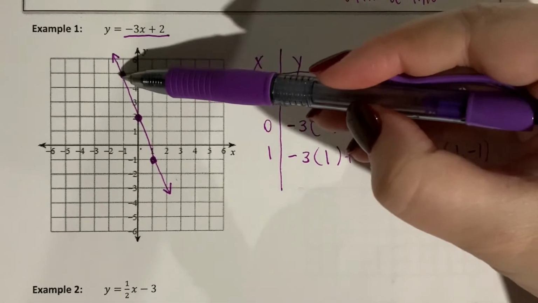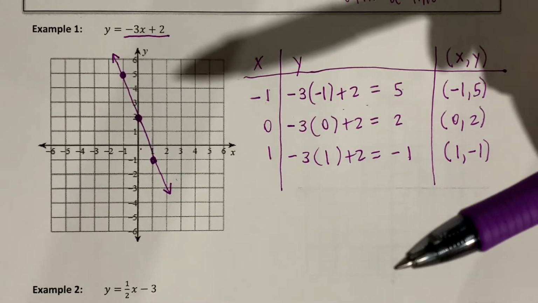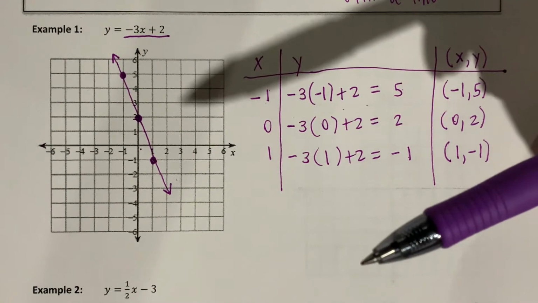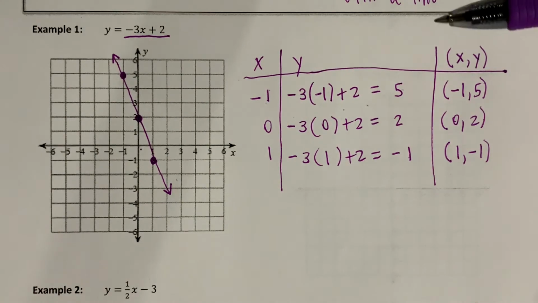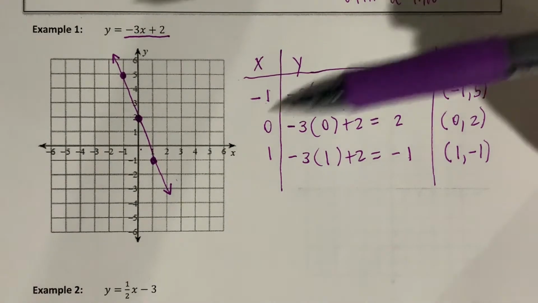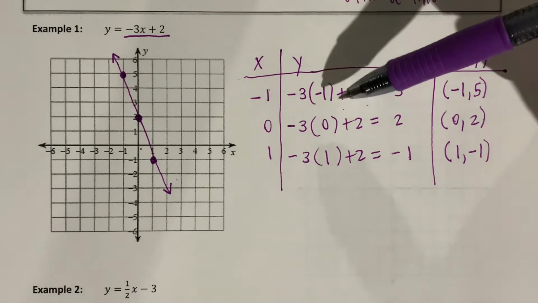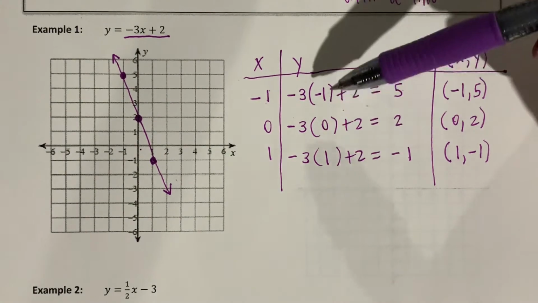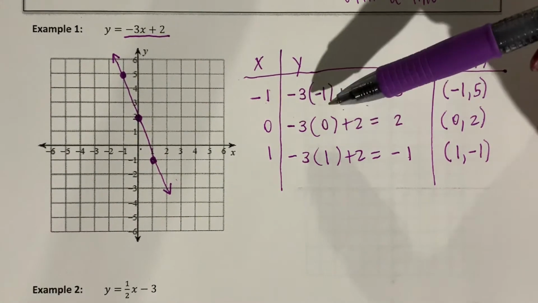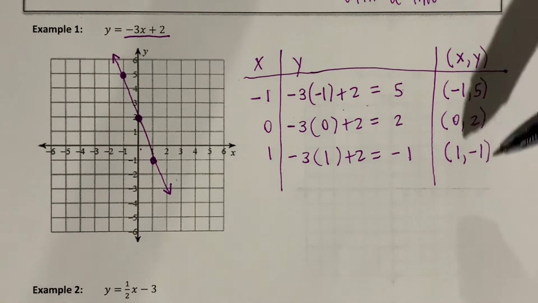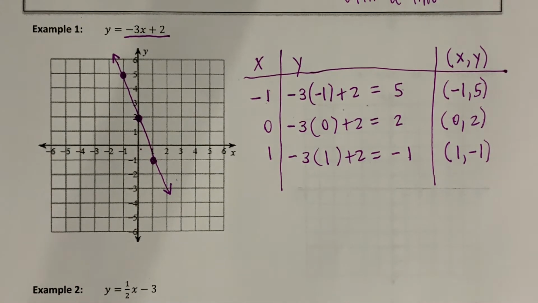If for some reason you plotted your 3 points and they did not form a perfectly straight line, then that means you made a mistake with one of your points. One of your points could be slightly off. So you might need to go to your table, double check where you plugged in your x values. Maybe you made a simple multiplication or addition mistake. So just check that because your ordered pairs have to form a straight line.